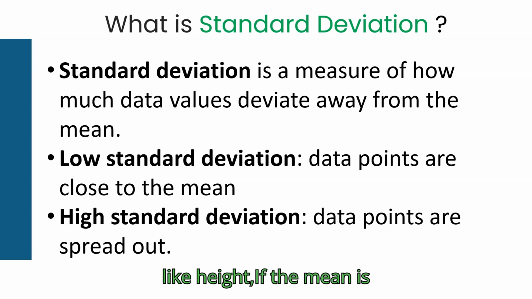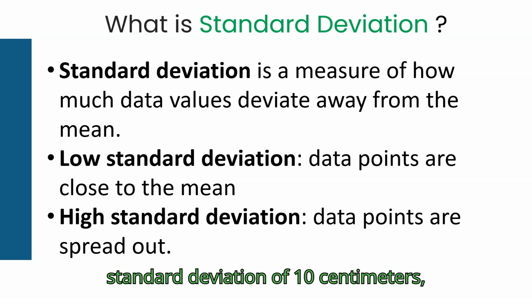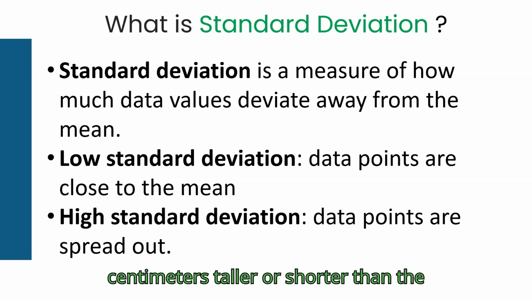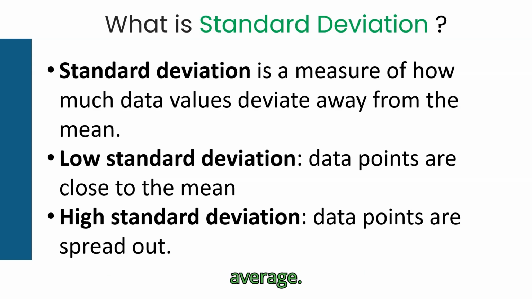Similarly, for something like height, if the mean is 170 centimeters with a standard deviation of 10 centimeters, most individuals are about 10 centimeters taller or shorter than the average.